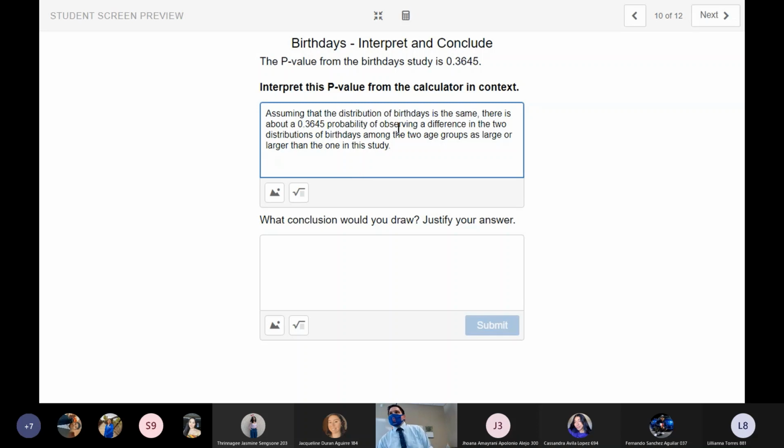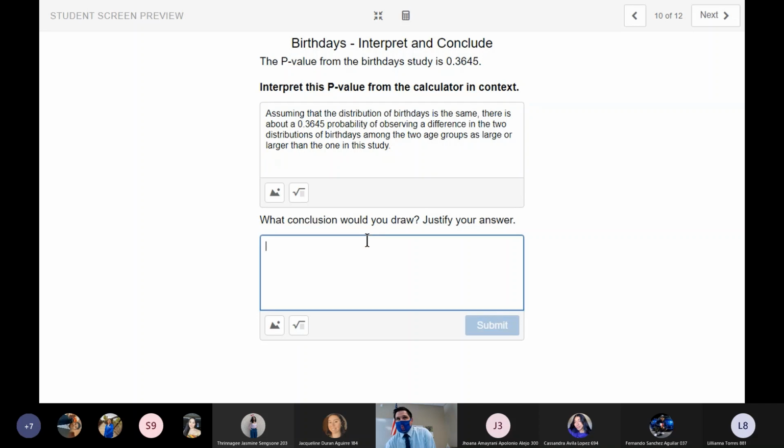So assuming that the distribution of birthdays is the same, there is about a 0.3645 probability of observing a difference in the two distributions of birthdays among the two age groups as large or larger than the one in this study. It's a probability. The conclusion is when we compare the p-value to our significance level and decide whether or not we reject or fail to reject the null hypothesis.